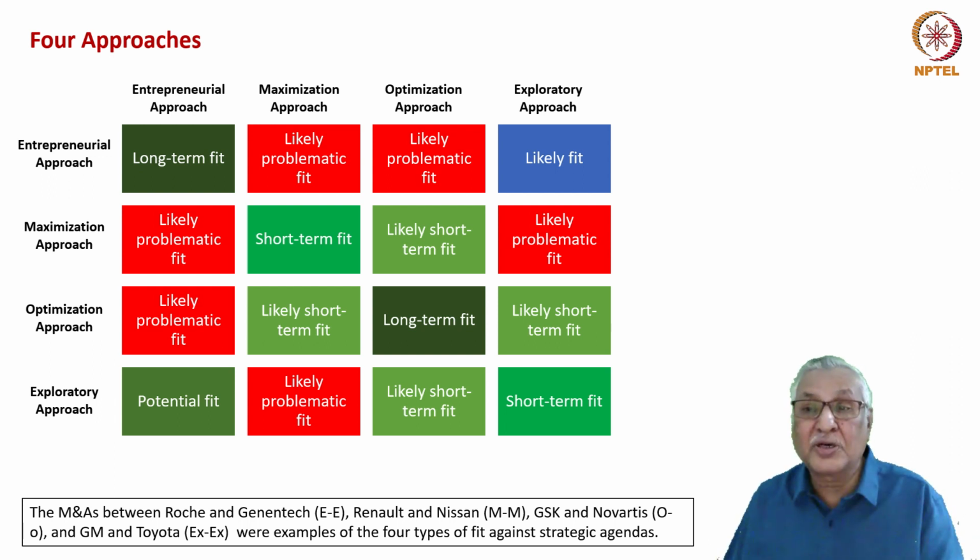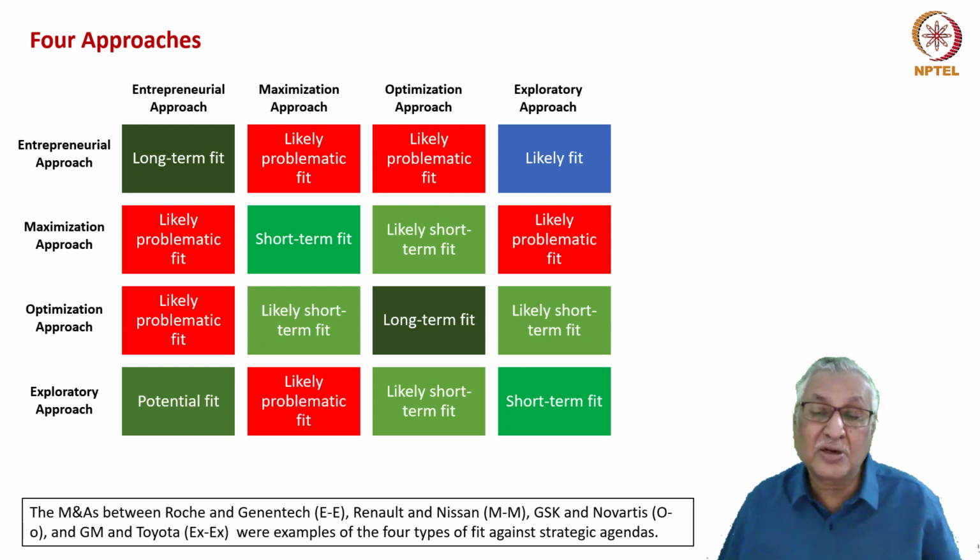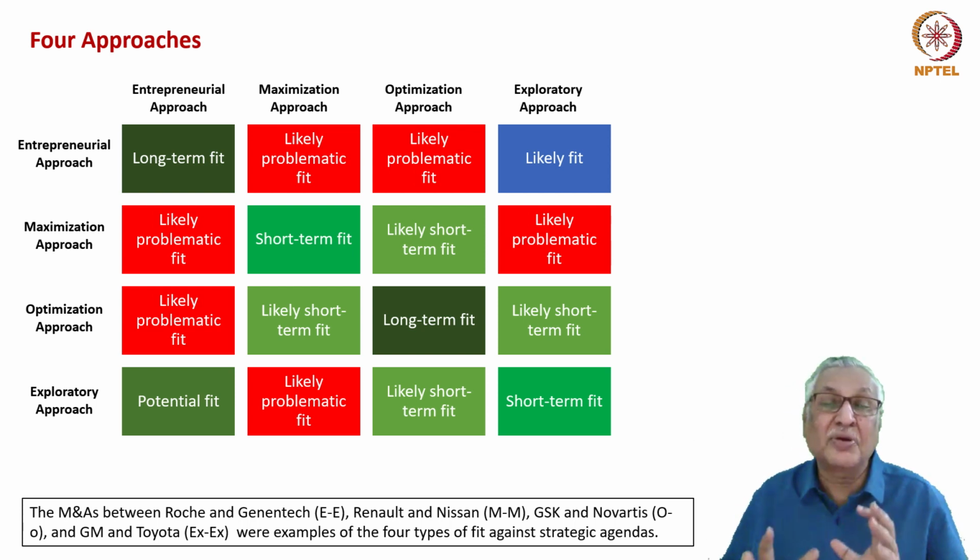Then when you look at the exploratory approach of one partner and combine it with an entrepreneurial approach, you will get a likely fit. But when you look at the exploratory approach with the maximization approach, you will have a problematic fit, and you could have a short-term fit or likely short-term fit when it combines with an exploratory approach or optimization approach. In general, if both the partners share the same kind of approach, then you are likely to have a better fit in terms of generating value in the marketplace.